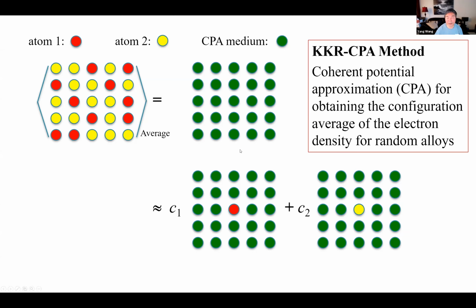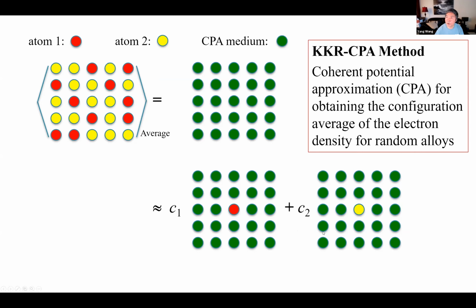The way we do that is to assume that you have two atoms in this binary alloy: atom 1 and atom 2. The concentration of atom 1 is C1, and the concentration of atom 2 is C2.